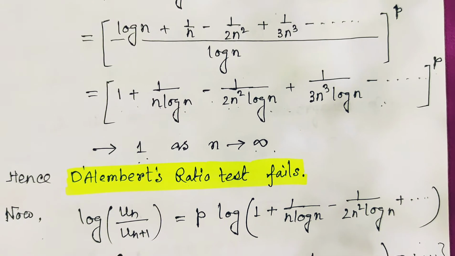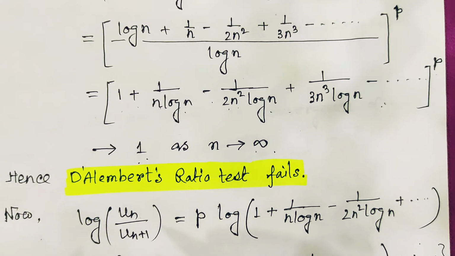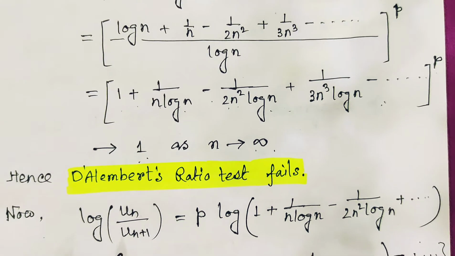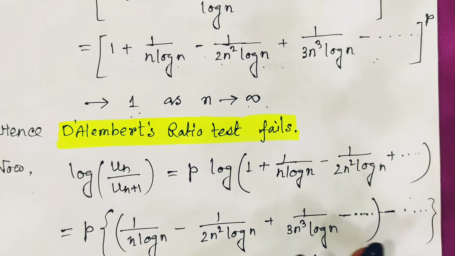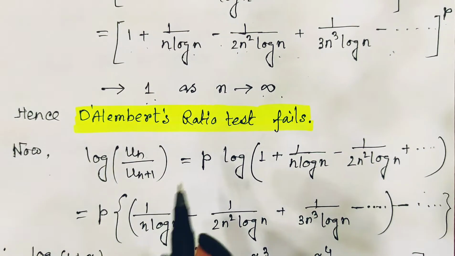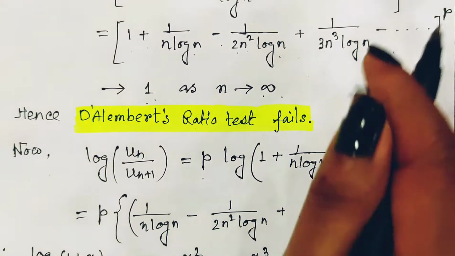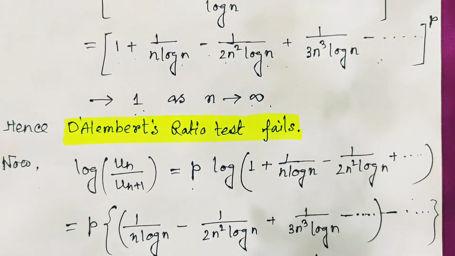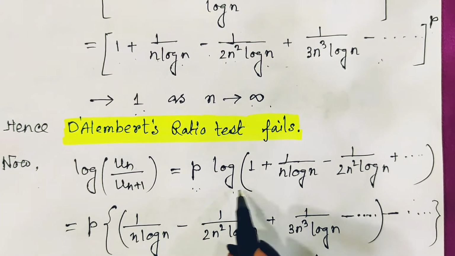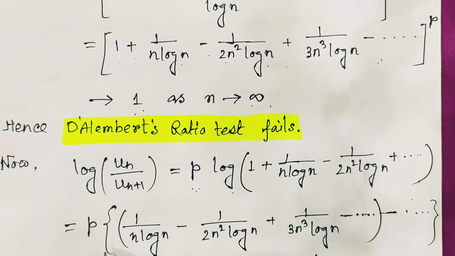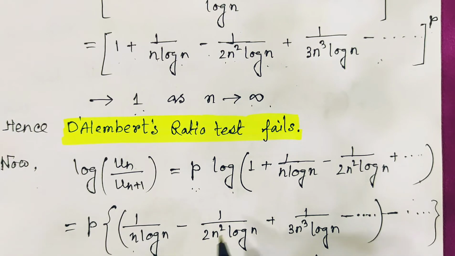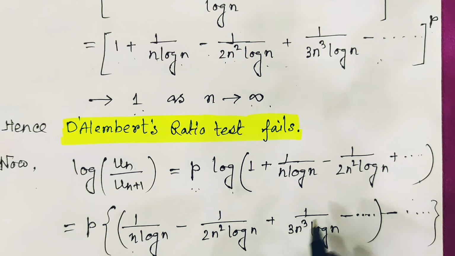Now what to do? Whatever be the un by un plus 1 we have, we take the log on both sides. So if we take log on both sides, then we will find out from here that it is p, because just look at this, here the power is p, so p should be coming first. So p log of the entire term.